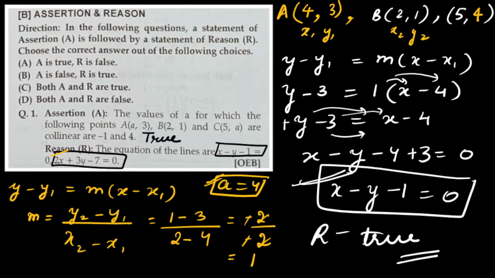This question was a little lengthy because first of all you had to find the value of A, and in that you were getting a quadratic equation. Afterwards you had to substitute the value of A in the coordinates and find the equations of lines. You have seen both the equations are the same as given in the reason statement. So R is also true. Both A and R are true. So which option? Option C is the correct option as well as the answer. Let's do the next question now.